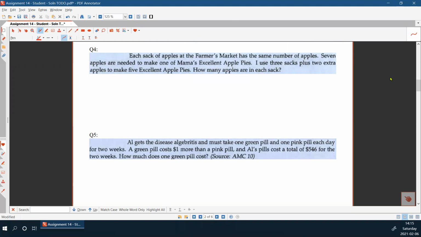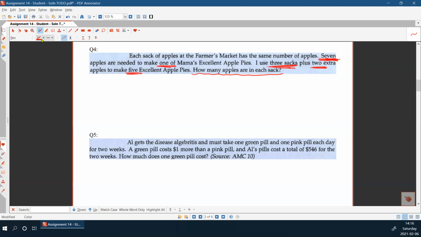Okay, so when you read these problems, pay special attention to where the numbers are located. Okay, so here we have 7 apples, one of Mama's excellent apple pies, 3 sacks plus 2 extra to make 5 excellent apple pies. So we have these numbers, right? Pay special attention to where the numbers are located. And the question is asking how many apples are in each sack.